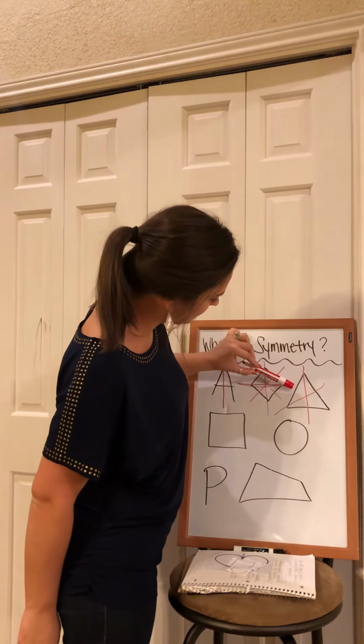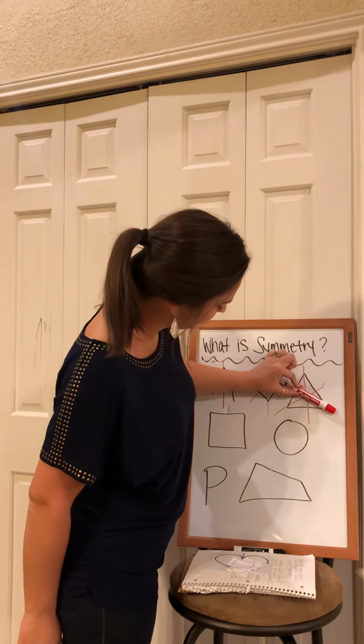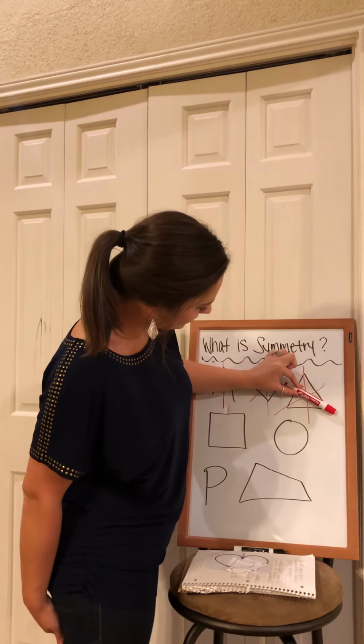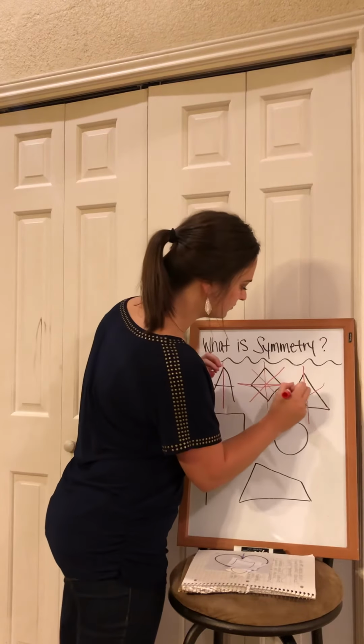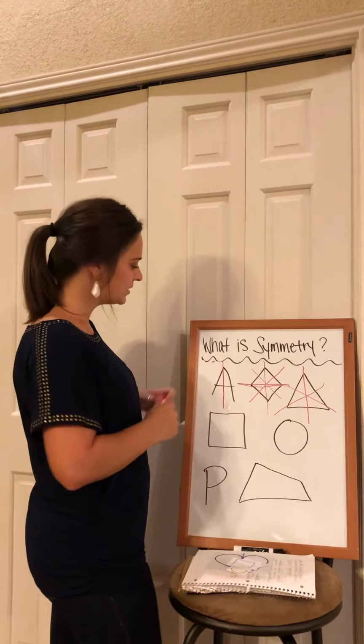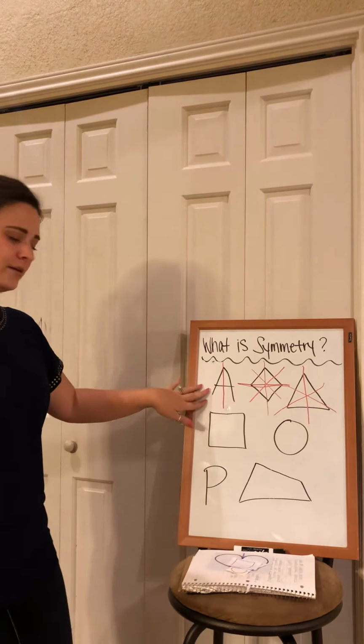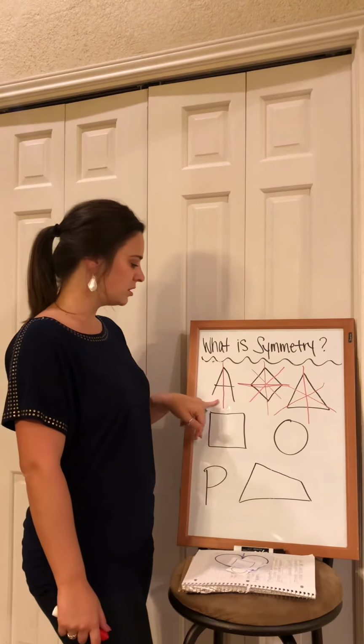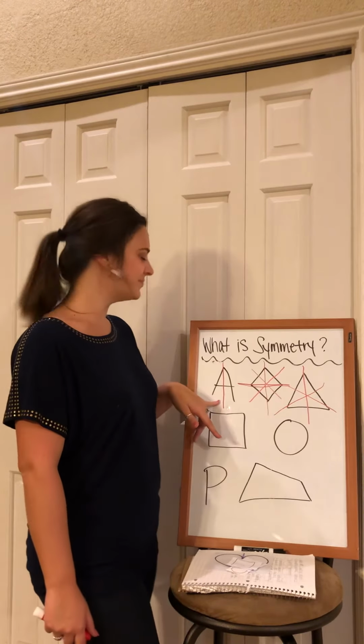From this point to the center of this here, right here. Are both sides a mirror image? Yeah, I think so. So I'm gonna place another line of symmetry right there. Okay, so to recap so far, my A has one line of symmetry, right?